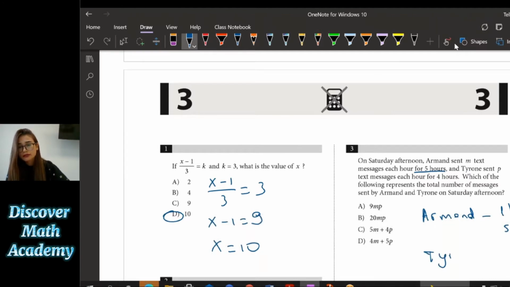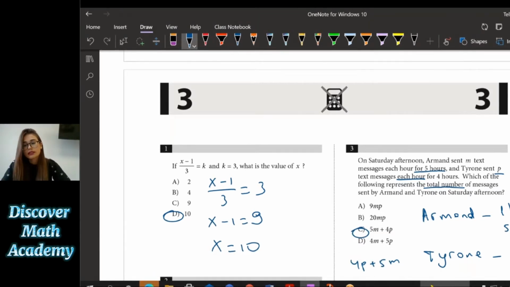Okay, and Tyram sent P text messages each hour. For 1 hour, it means P. What about for 4 hours? 4 hours, it's gonna be 4P. Which of the following represents the total number of messages? Total number means that I have to add them. 4P plus 5M, the answer is going to be C.